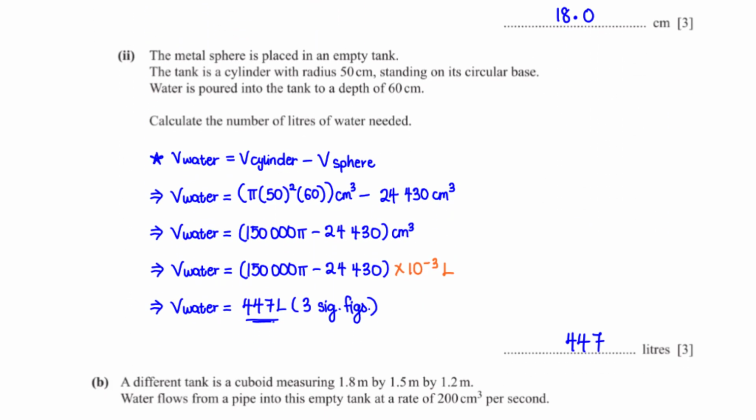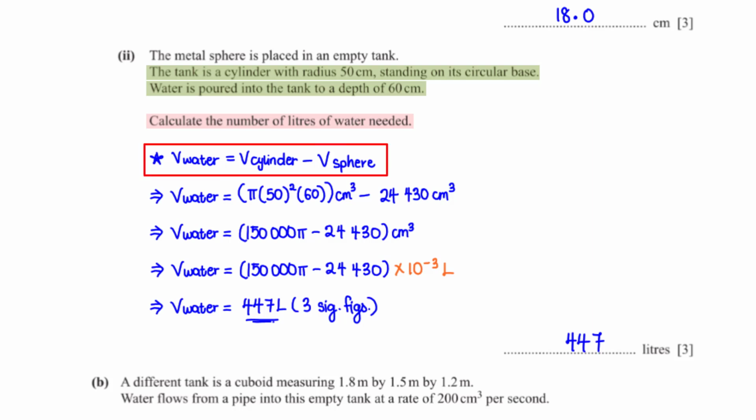The metal sphere is placed in an empty tank. The tank is a cylinder with radius 50 centimeters, standing on its circular base. Water is poured into the tank to a depth of 60 centimeters. Calculate the number of liters of water needed. The volume of the water is equal to the volume of the cylinder minus the volume of the sphere.